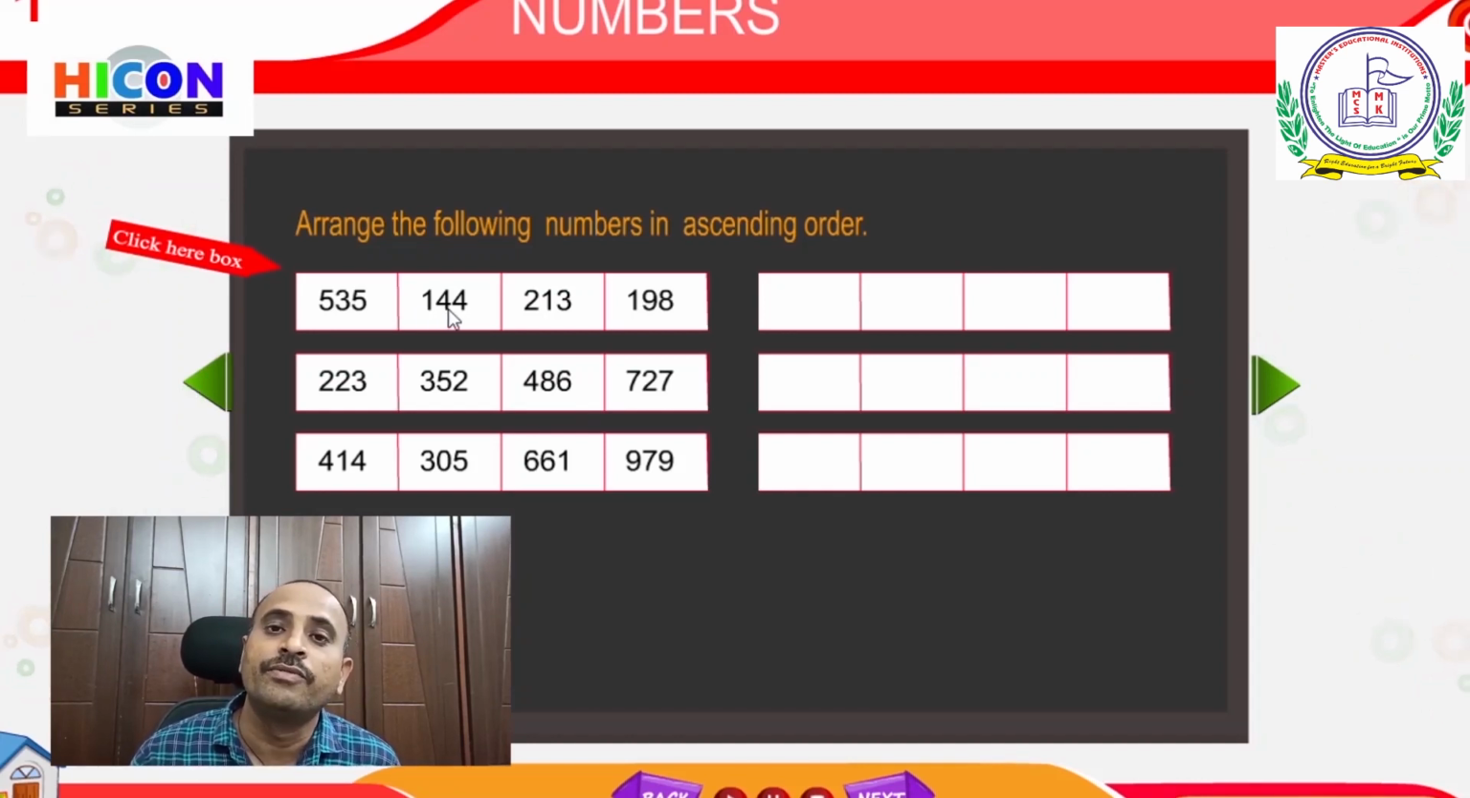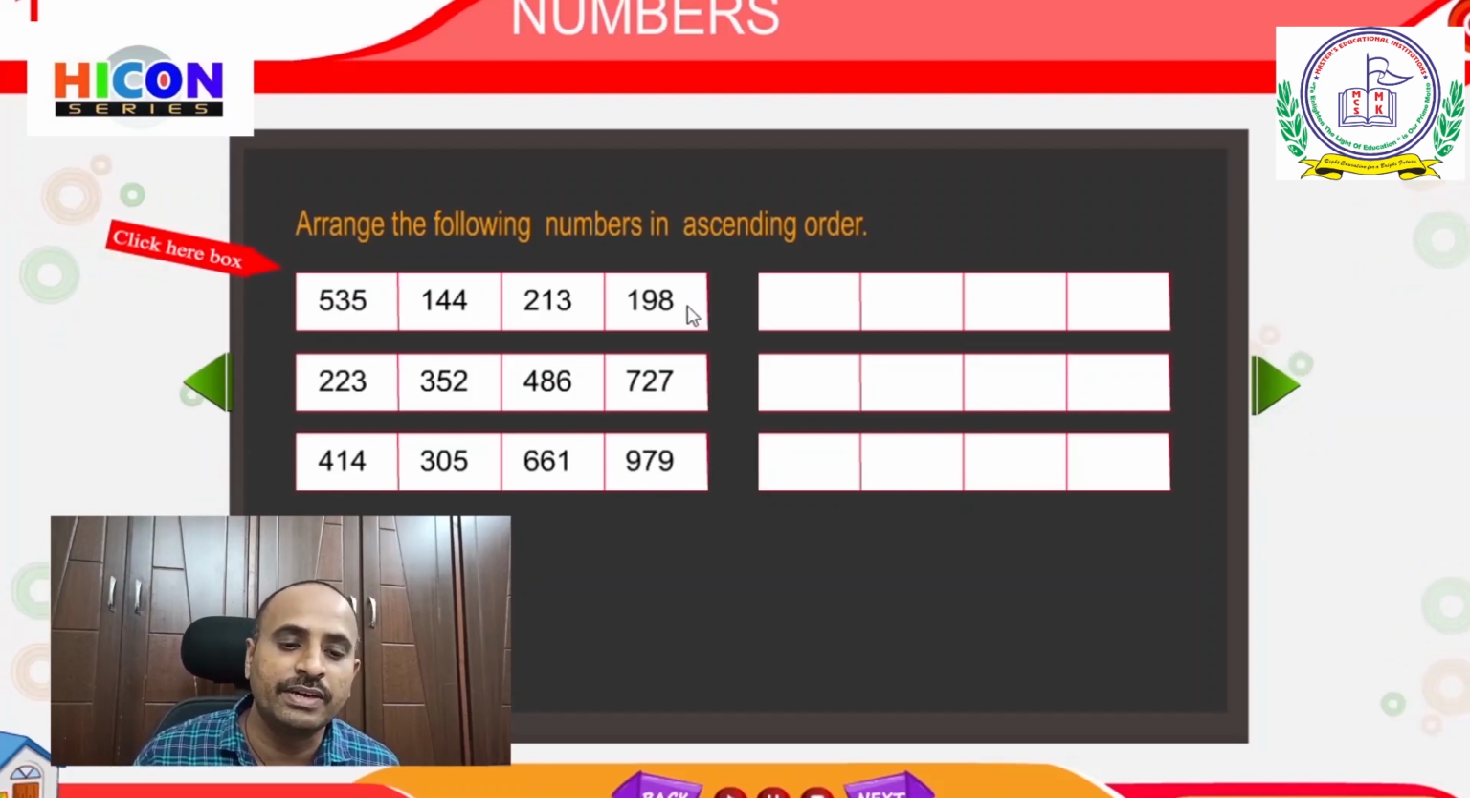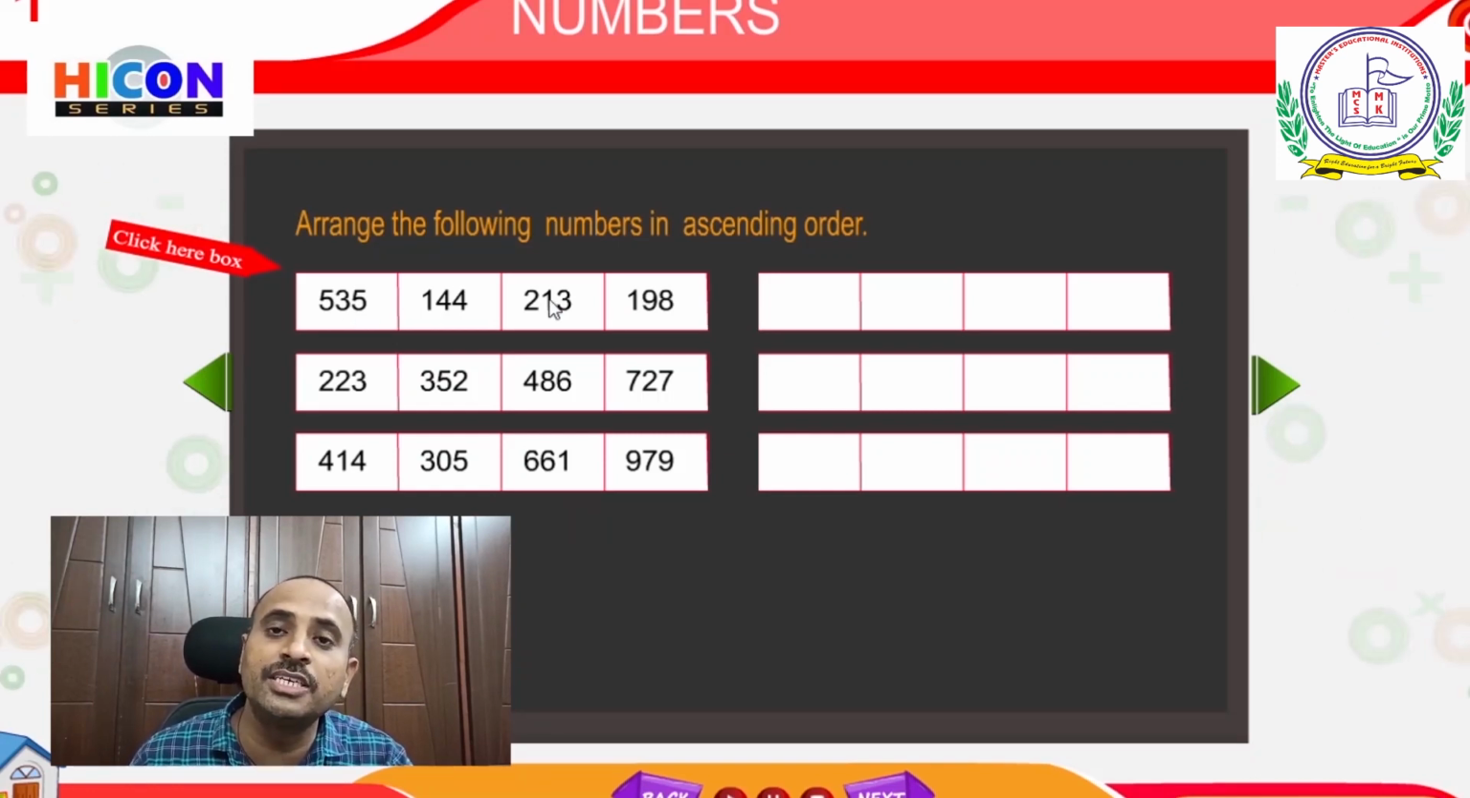So that's why we have to write the smallest number first. So first we have to identify the smallest number among these 4 numbers. So compare the given 4 numbers. Which one is the smallest? Here all the 4 numbers are 3-digit numbers. So number of digits are equal. Now compare the first digit from the left side in every number.